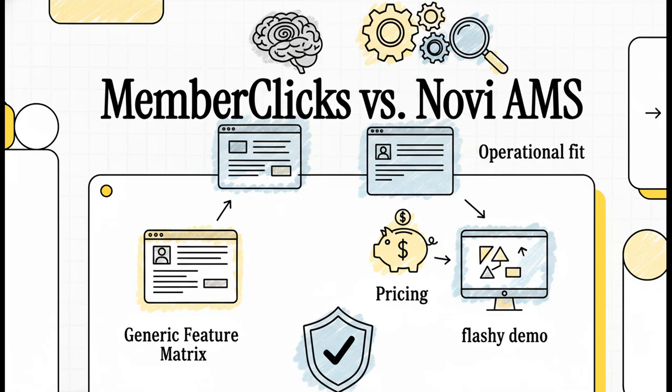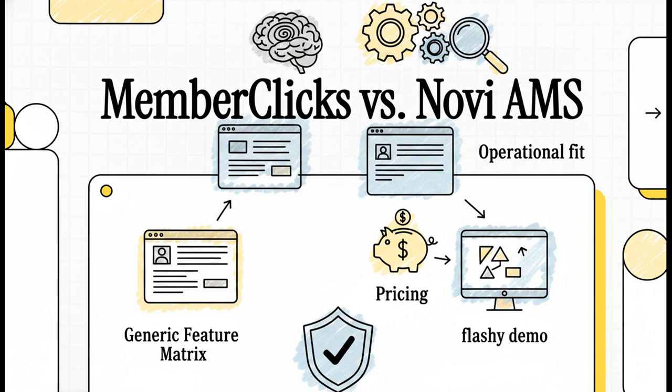Welcome to This Explainer. If you are an association executive, a CEO, or maybe a tech committee member currently evaluating association management software, you're in exactly the right place. Now, far too often, organizations rush into comparing AMS systems way too quickly. They look at generic feature matrices, get wowed by flashy demos, and completely miss the bigger picture.